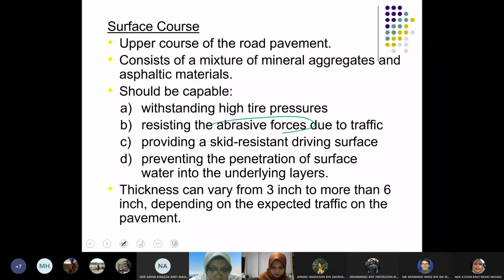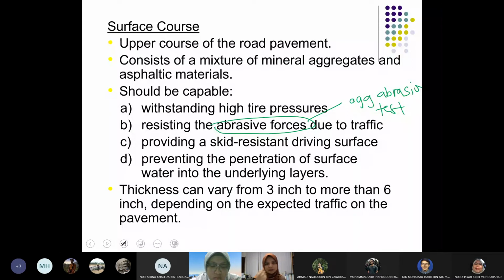Sebab tu kita buat kita punya aggregate abrasion test tu. Okay, aggregate abrasion test. Kita nak tengok macam mana geseran antara tayar kenderaan tu dengan kita punya material yang kita guna untuk buat asphalt concrete. And then it should provide a good skid resistance value when you are driving on the surface.